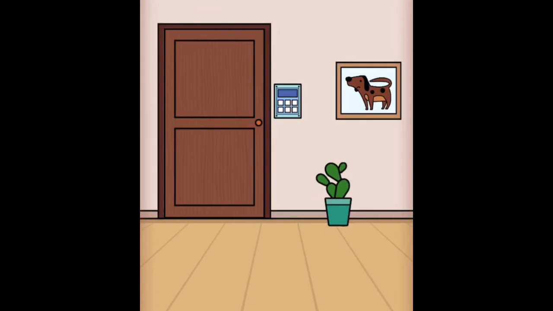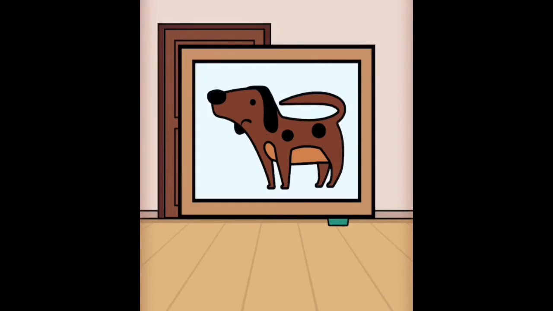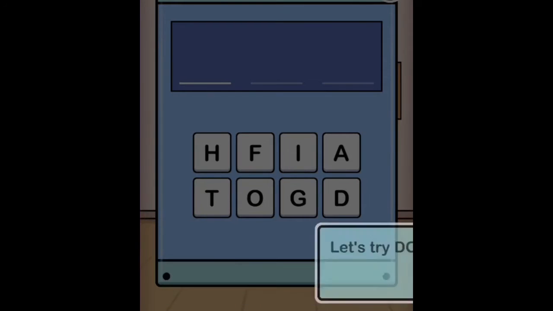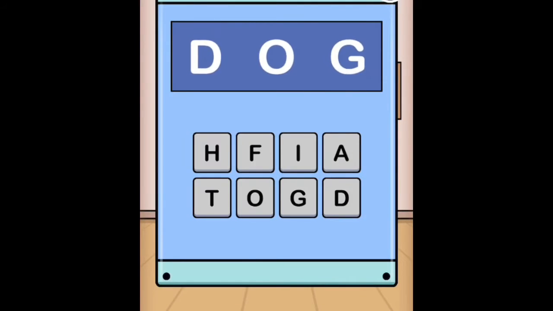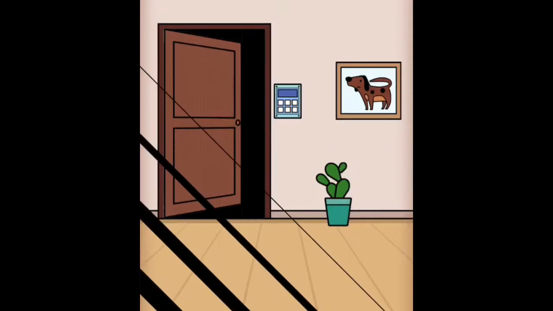All right, so we're at level 1. There's a key code. I wonder if there's anything behind the dog. Is dog the password? Okay, it might be. I'm tapping that. Okay, let's try dog. Yes, yay! All right, that was easy, but it's level 1. I just thought it'd be fun.